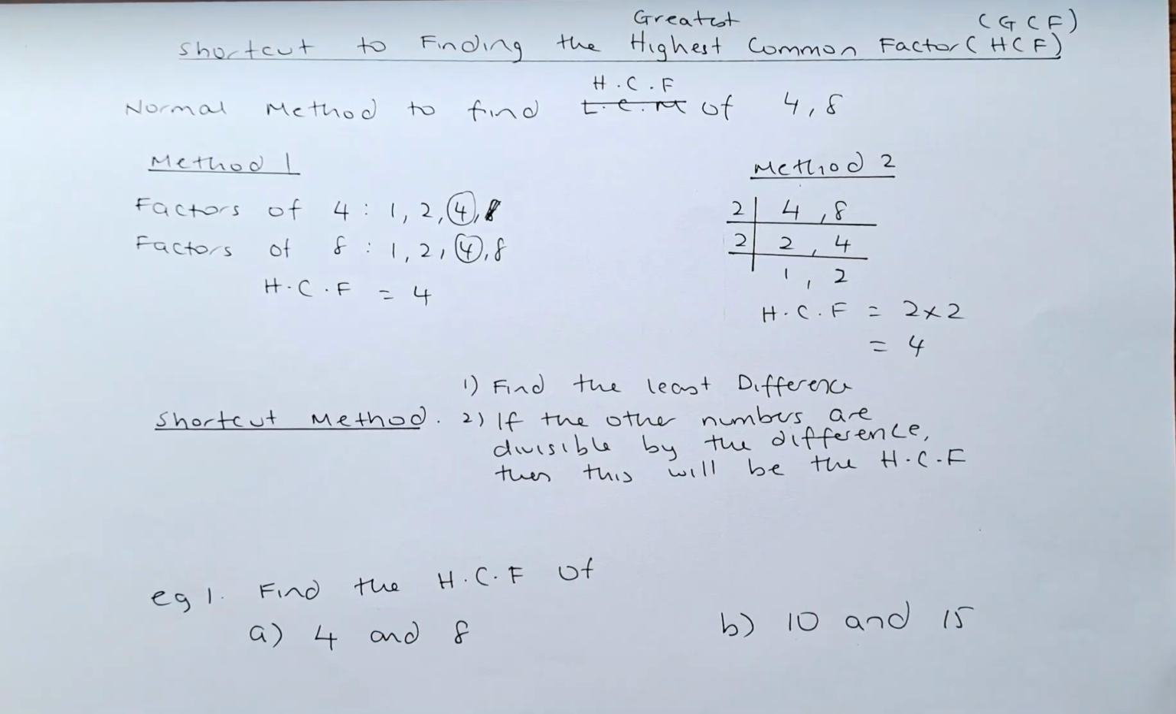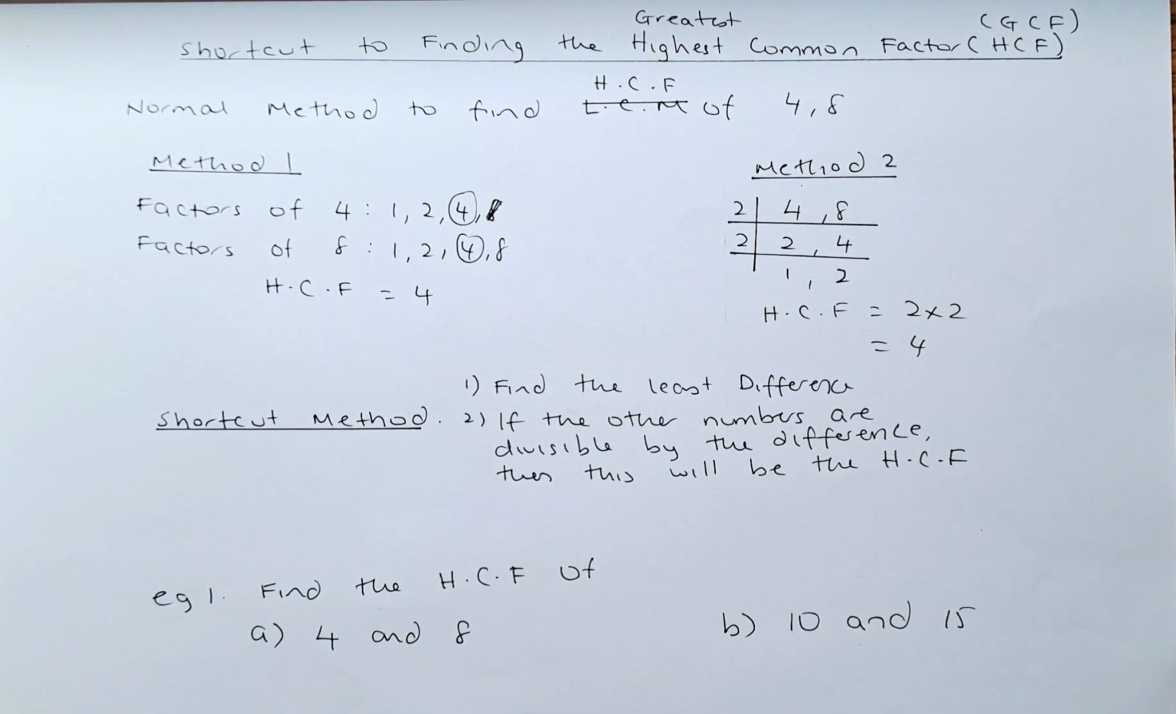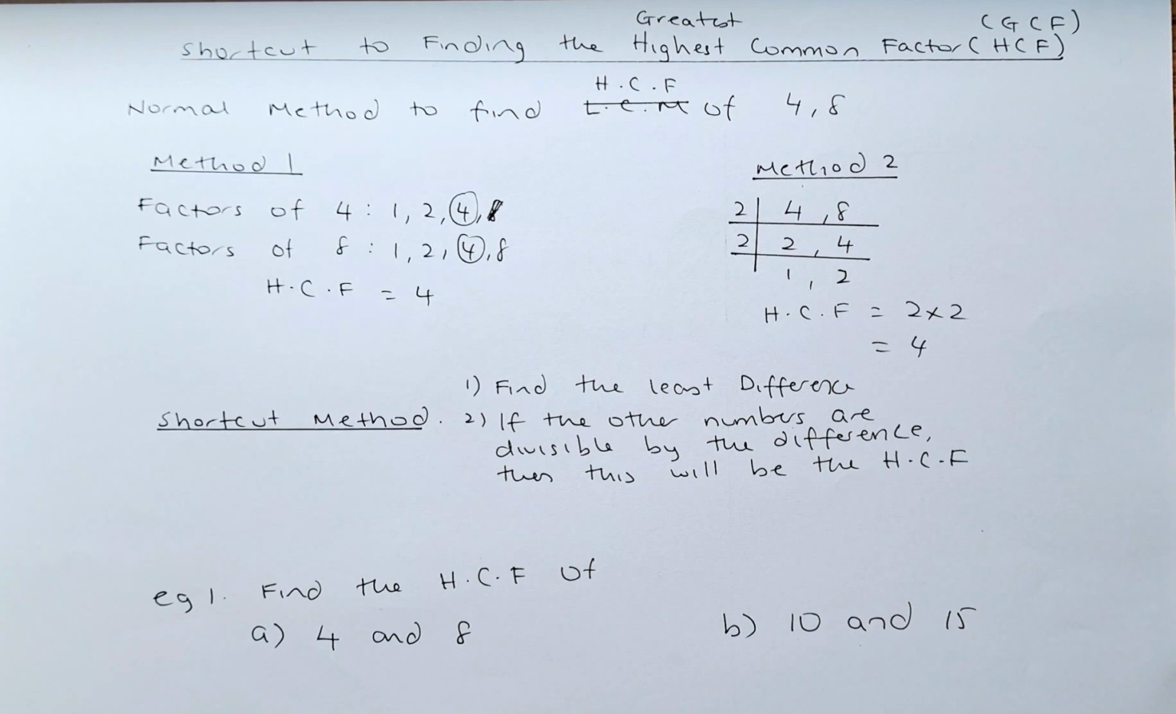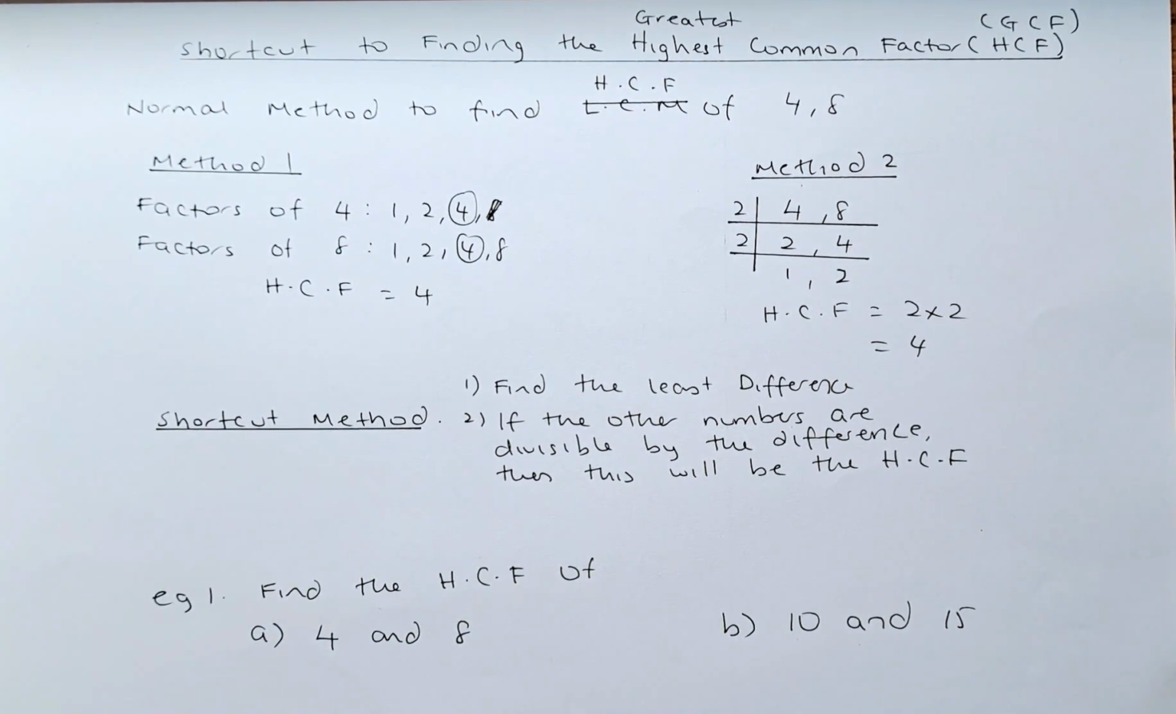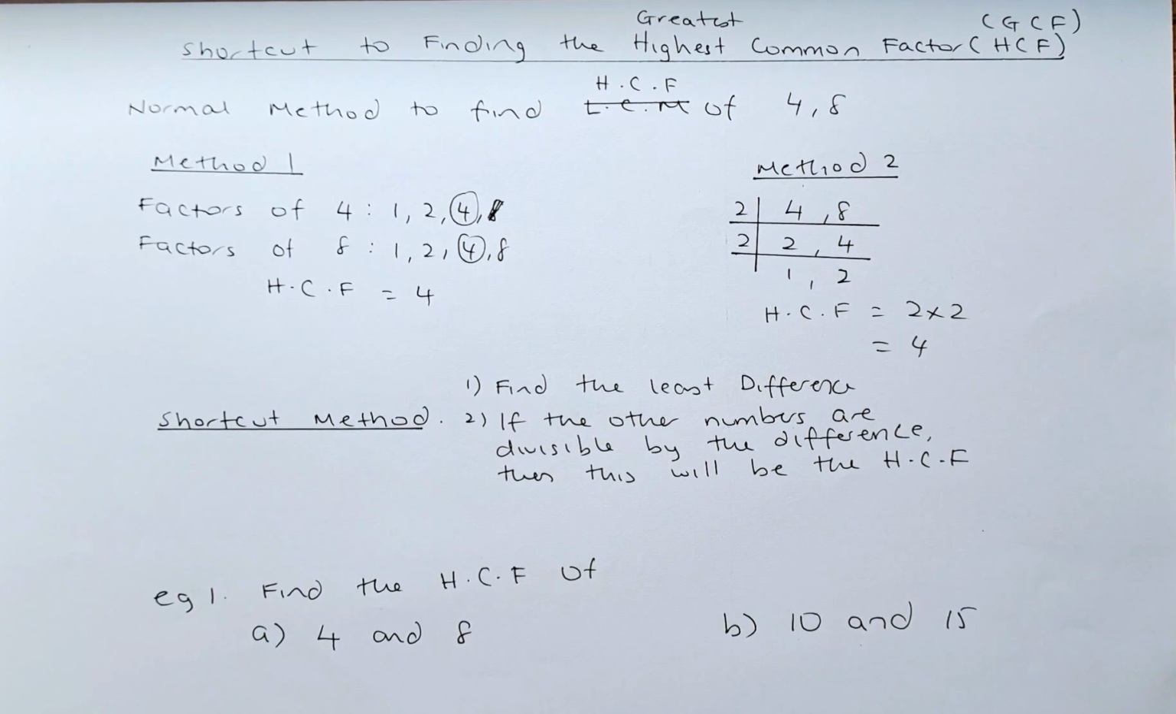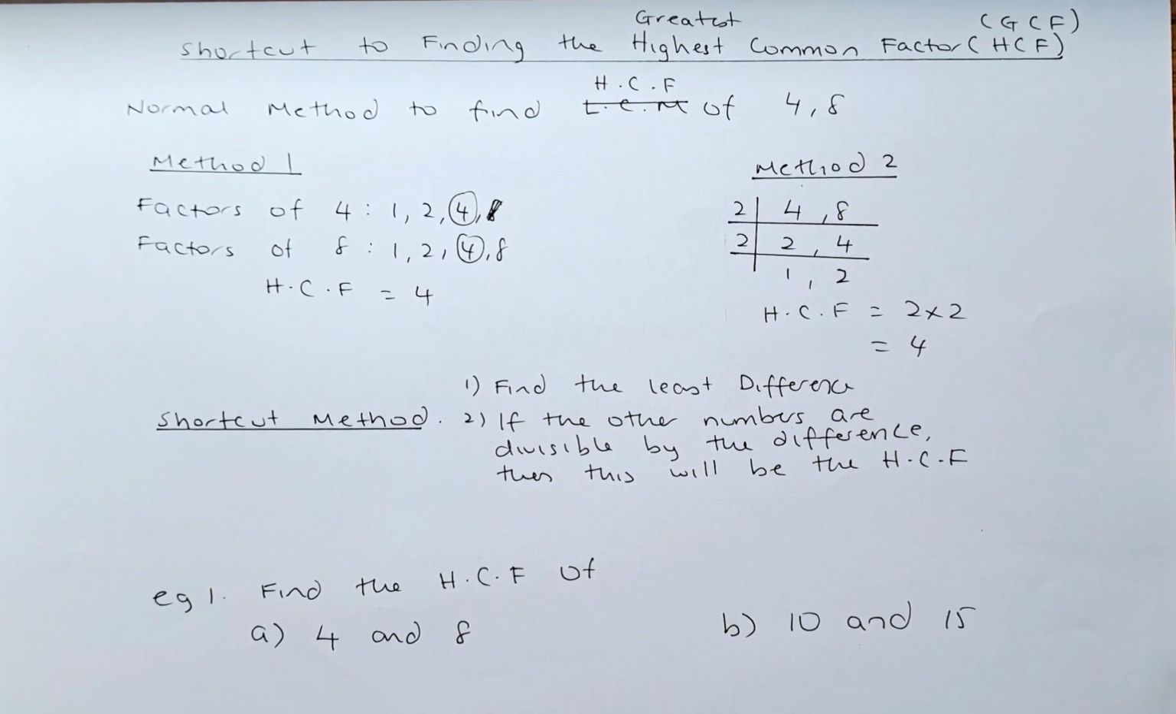Good day. In this video, we are going to learn the shortcut method to find the highest common factor, which some places call the greatest common factor, either called the HCF or the GCF. So the normal method of finding the HCF is as follows.